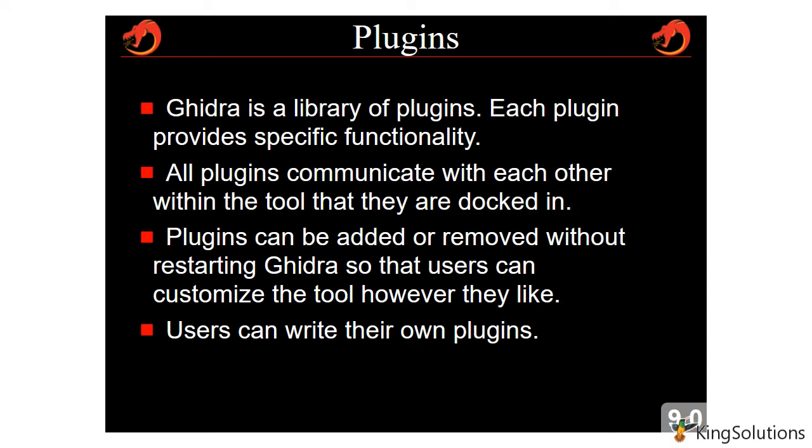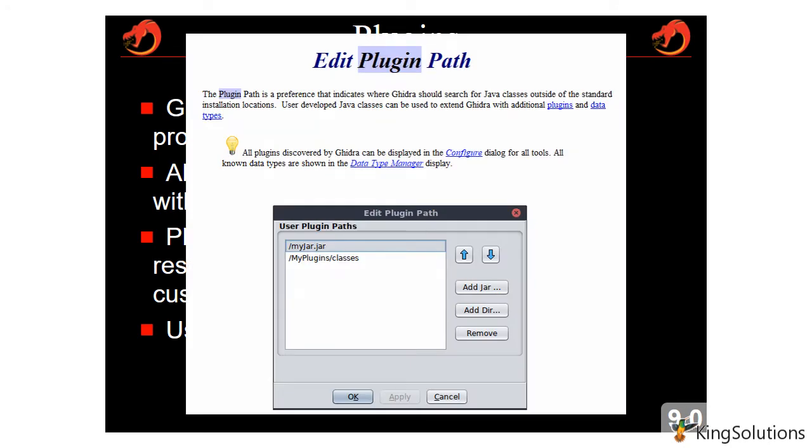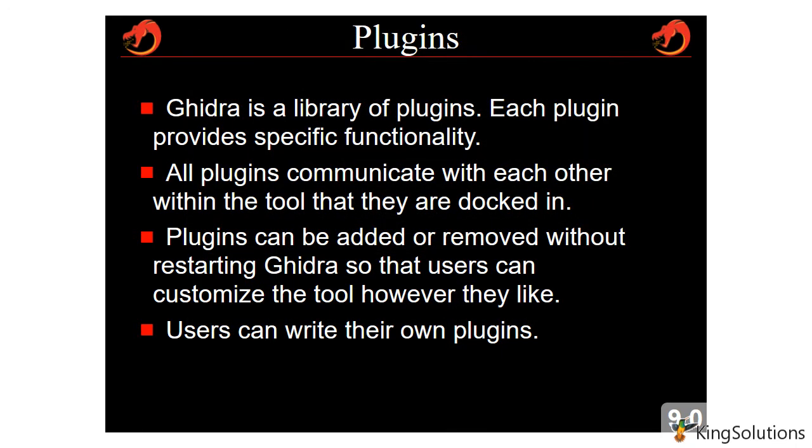Plugins. Ghidra is a library of plugins. Each plugin provides specific functionality. All plugins communicate with each other within the tool that they are docked in. Plugins can be added or removed without restarting Ghidra so that users can customize the tool however they like. Users can also write their own plugins. Although Ghidra provides a core set of plugins, you may create your own to add more functionality. You can also create tools by combining different plugins to achieve a specific requirement.